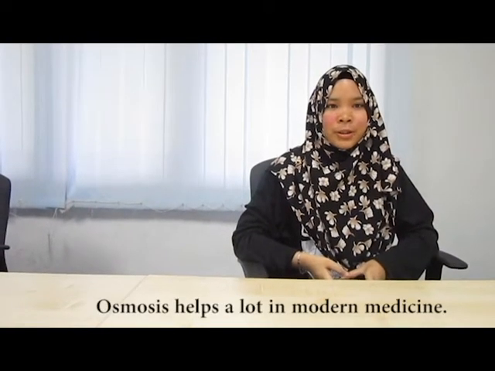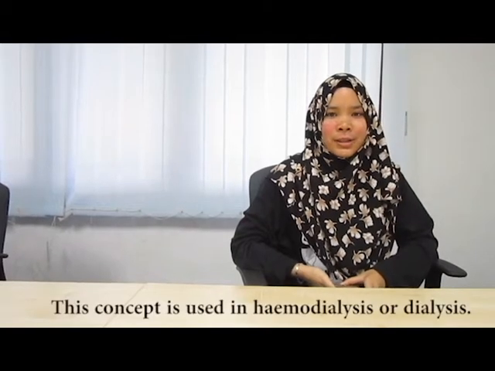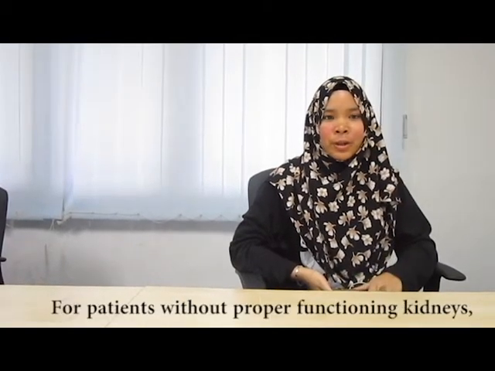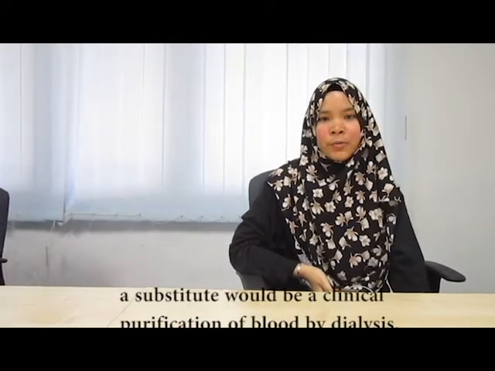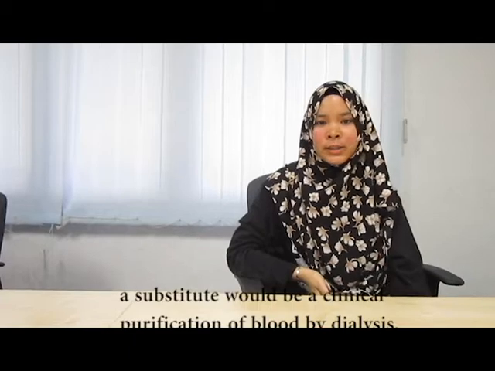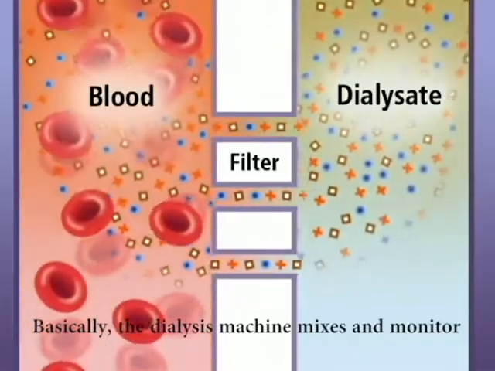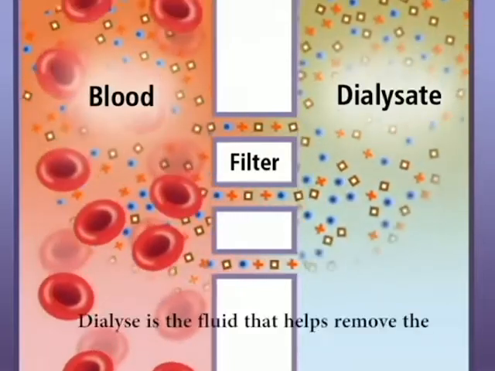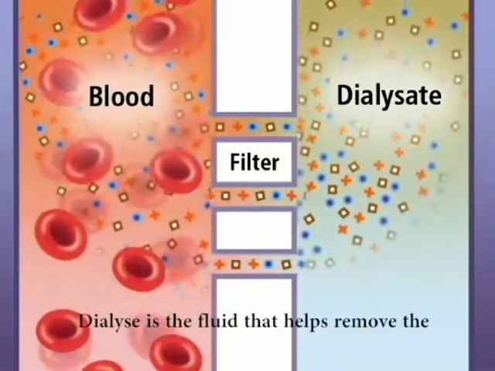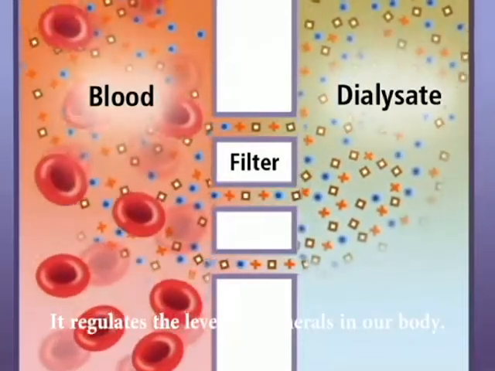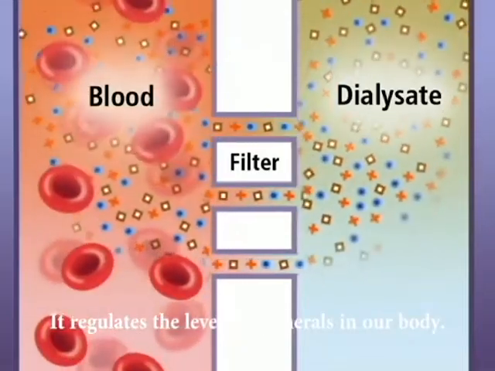Osmosis helps a lot in modern medicine. This concept is used in hemodialysis or dialysis. For patients without properly functioning kidneys, a substitute would be a clinical purification of blood by dialysis. Basically, the dialysis machine makes and monitors the dialysate. Dialysate is the fluid that helps remove the unwanted waste products from the blood. It regulates the level of minerals in our body.